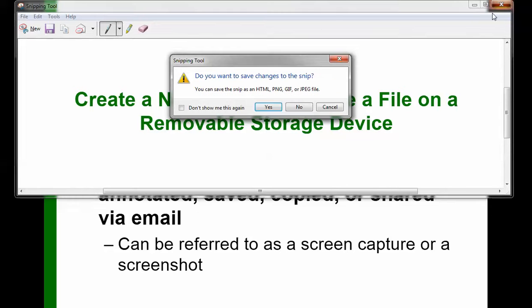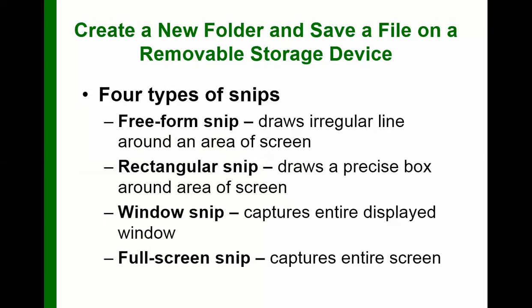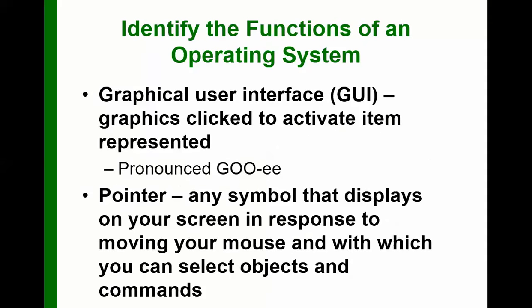For those of you who might be familiar with Snagit, this is actually a freeware version of Snagit, though Snagit does have a few more options. Okay, you can see these are the four types of snips: freeform, rectangular, window snip, and full screen snip.